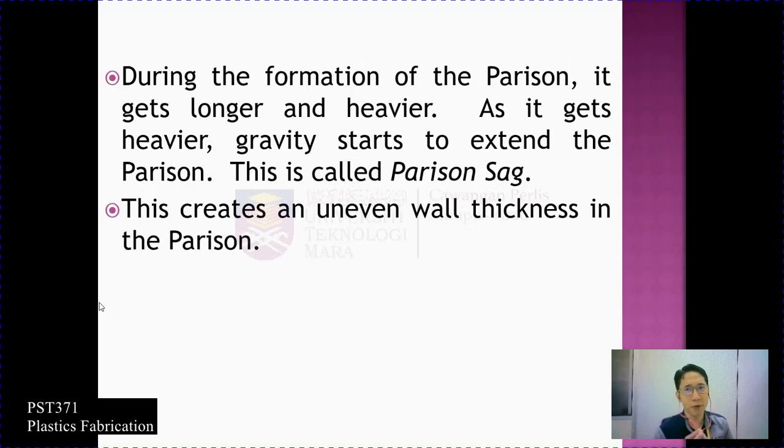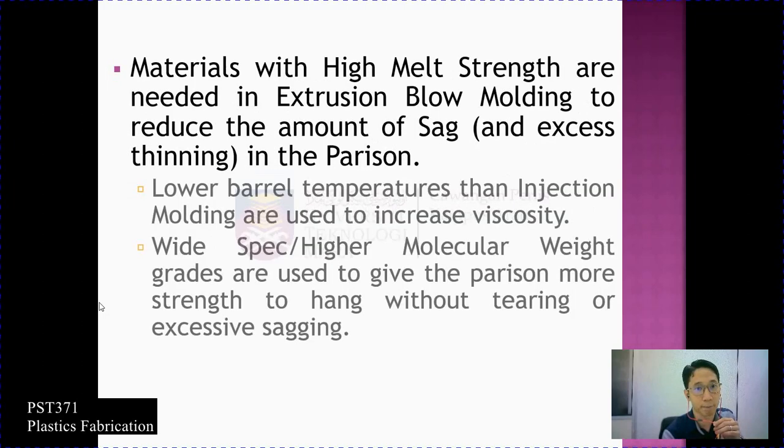During the formation of the parison, it gets longer and heavier. As it gets heavier, gravity starts to extend the parison, and this is called parison sag. So when you extrude the parison, the longer it gets, the more a sagging area appears. This creates an uneven wall thickness in the parison. That's why you need very good melt strength for the extruded material to be used in extrusion blow molding.